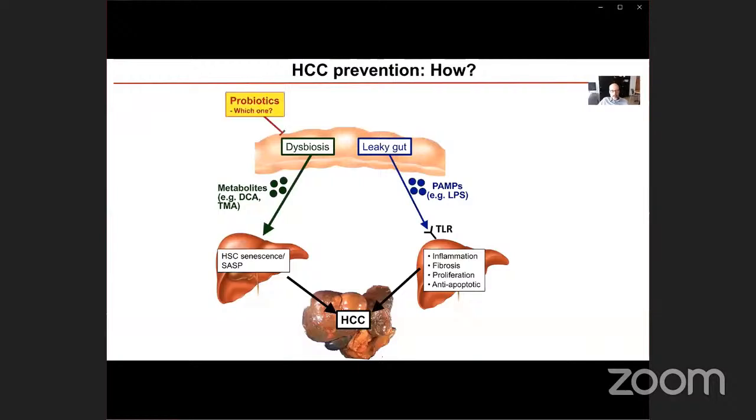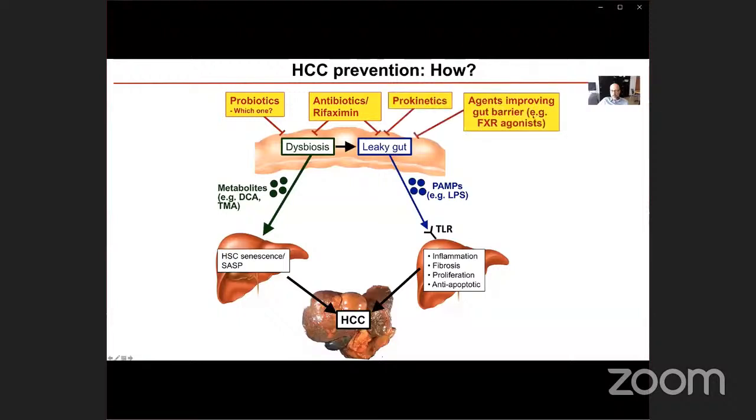How could this be achieved? There are multiple approaches. Dysbiosis could be alleviated by probiotics, and there are a number of studies that show positive data, but there's not really agreement on which probiotic would be the most appropriate. Antibiotics, especially the non-absorbable antibiotic rifaximin, which has been used a lot in patients with cirrhosis and has a good safety profile, could be used to reduce leaky gut and target specific bacteria in the gut. Prokinetics as well as agents improving the gut barrier such as FXR agonists could also improve this.